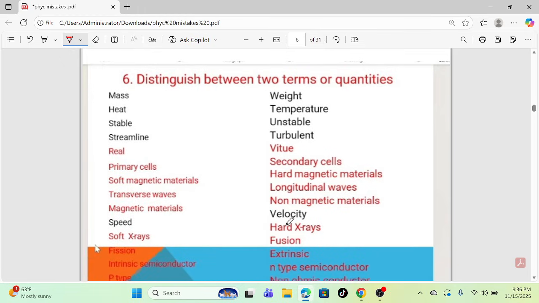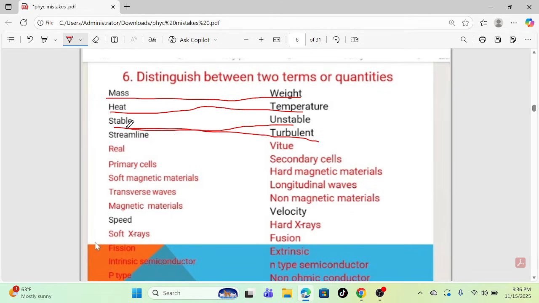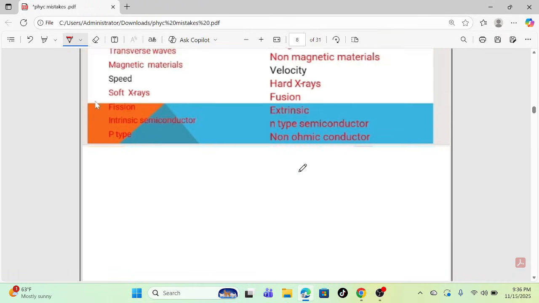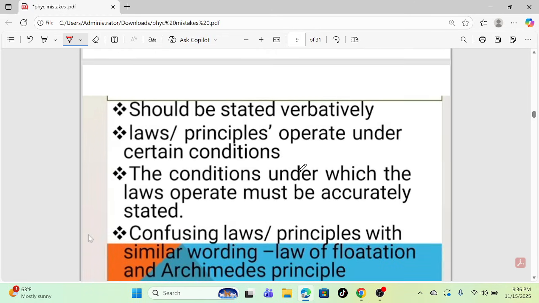Distinguish between the two terms or quantities. This you can also be asked: distinguish between mass and weight, heat and temperature, stable and unstable, streamline and turbulent flow, real and virtual, also primary cell and secondary cell, soft rays and hard X-rays.